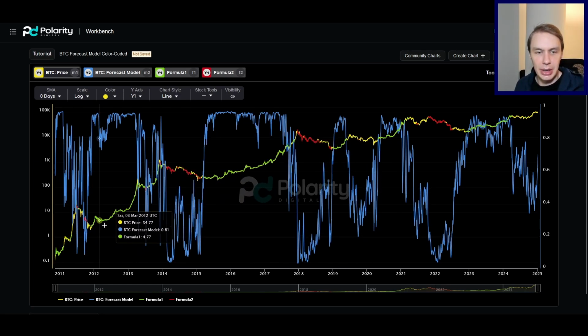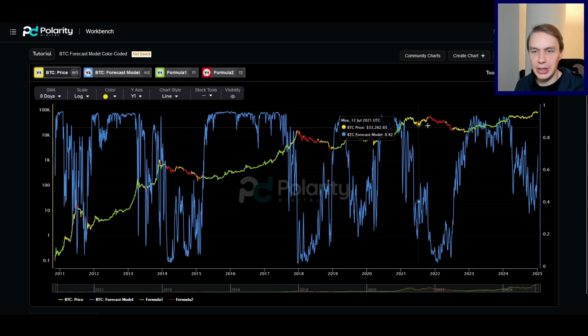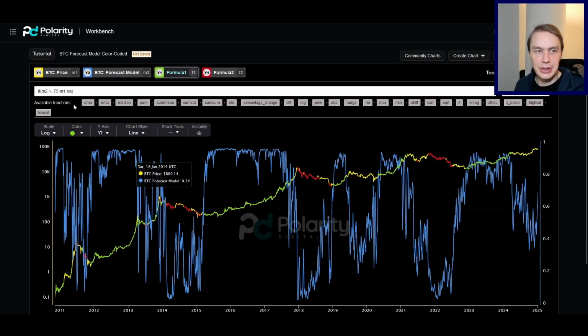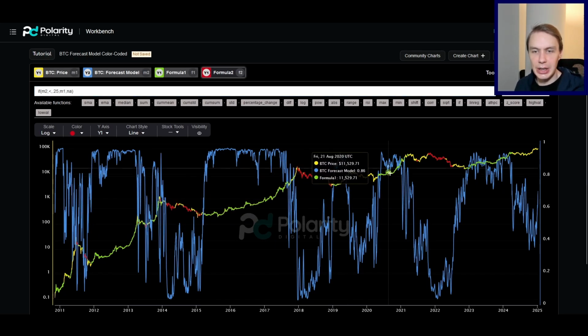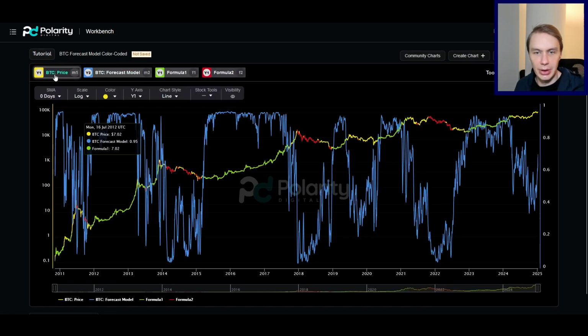Now, I color-coded the price in the background here. Basically, these are the formulas. So if the forecast model is above 0.75 or 75% chance of upside, that's green. If it's below 0.25, then it'll be red. And in between, it'll be yellow. So that's what the price is doing, just to give you another visualization of where things are.